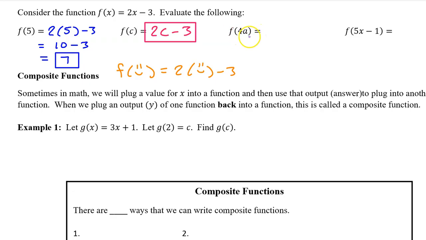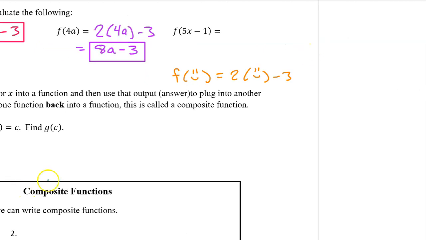Similarly, f at 4a would be 2 times 4a minus 3. This one can simplify a little bit. 2 times 4a will be 8a. So we could write 8a minus 3.